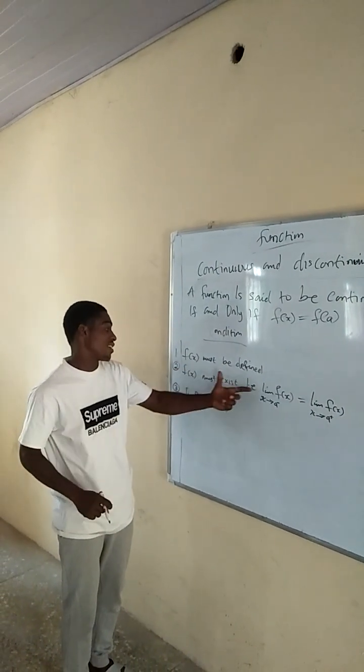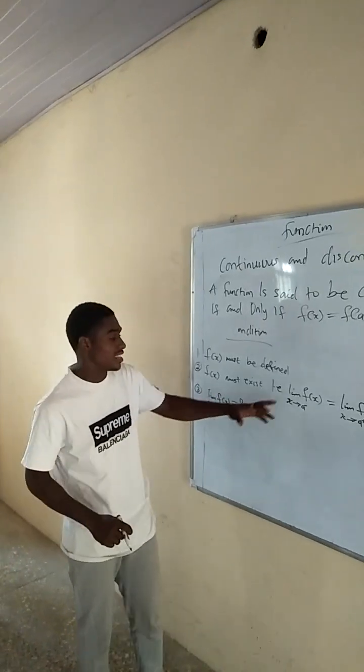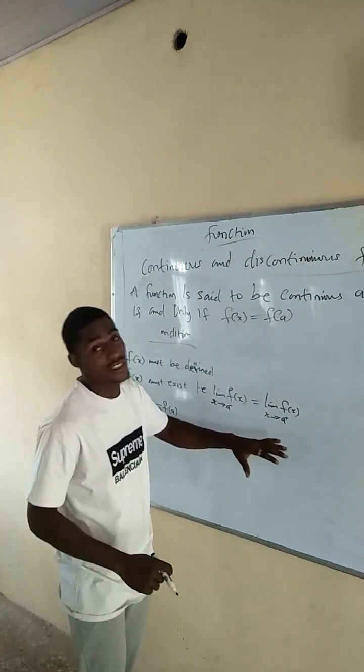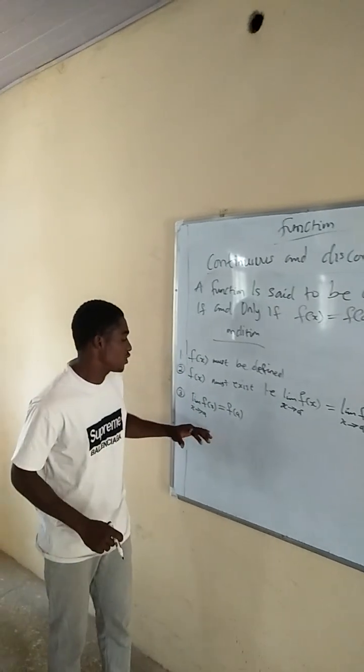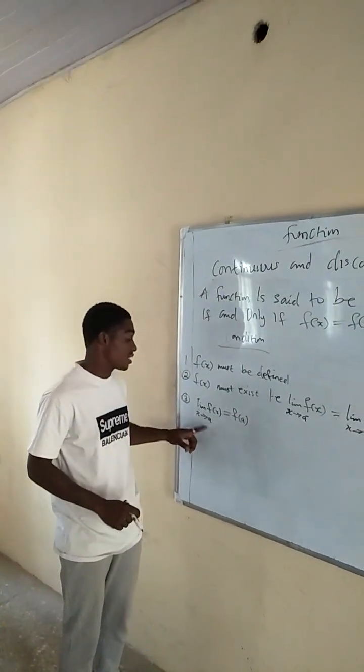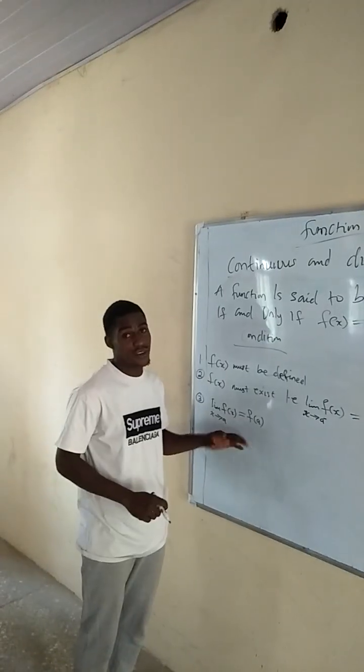F of x must be defined. F of x must exist. That is, f of x from the left is going to be equal to f of x from the right. And then the limit of f of x as x approaches a will be equal to f of a.